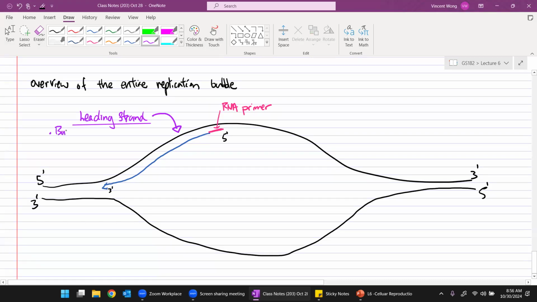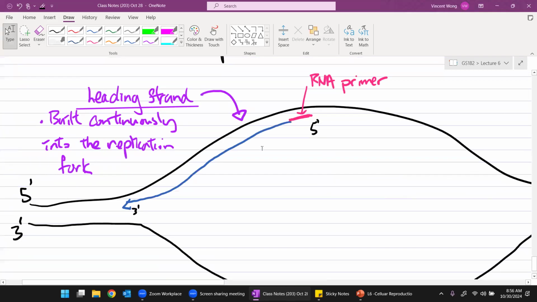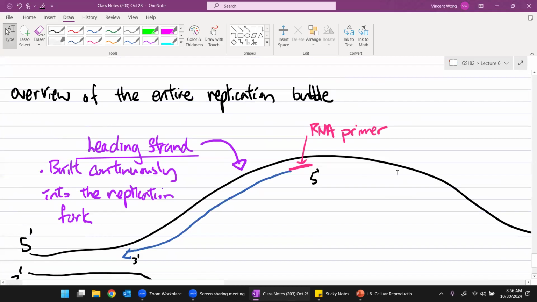Leading strand: built continuously towards or into the fork. Leading strand built continuously into the replication fork.